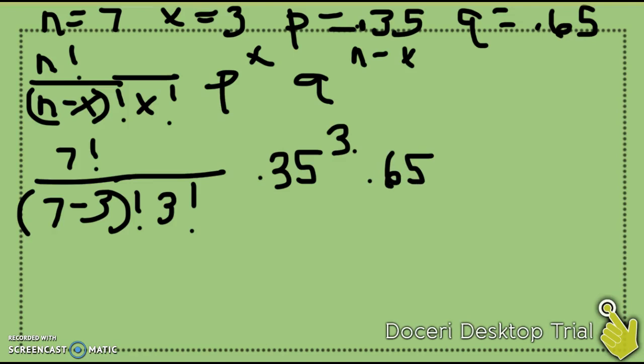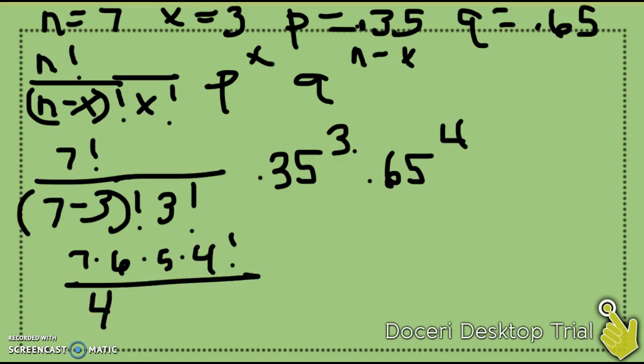Now, we know that n is 7, so what needs to go here to make 3 plus what is 7? 3 plus 4 is 7. So these numbers will always add up to n. Now let's see what we can cancel out. On the bottom we would have 7 times 6 times 5 times 4. We would need to get to 4 because 7 minus 3 is 4. So that would cancel out.